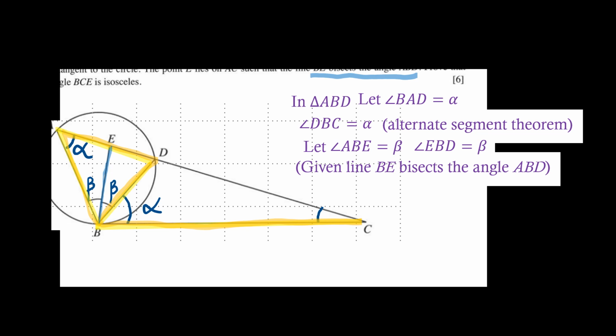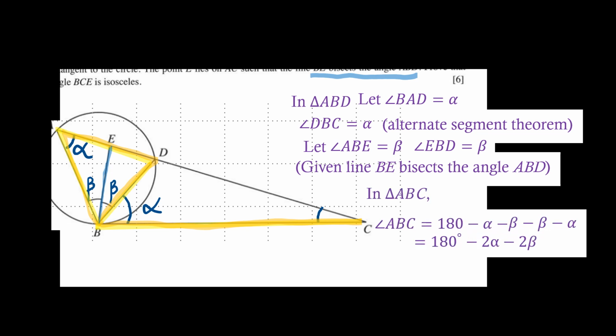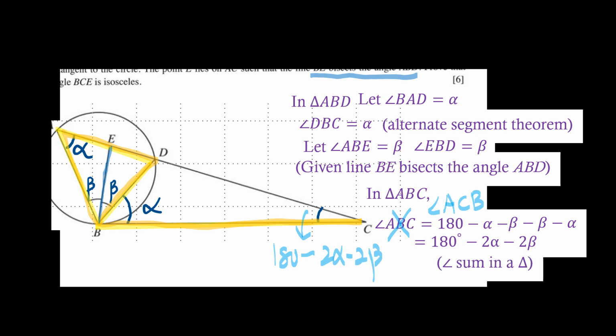Alright, then what's the next thing we need to do? Yes, we're going to look at triangle ABC because we're going to find angle BCA. So angle ABC, okay, wait, I think I made a typo here. This is not ABC. This is angle BCA or ACB. This one here should be your 180 minus 2 alpha minus 2 beta. Okay, so it's angle ACB. Okay, angle sum in the triangle. Always write down the reasons.